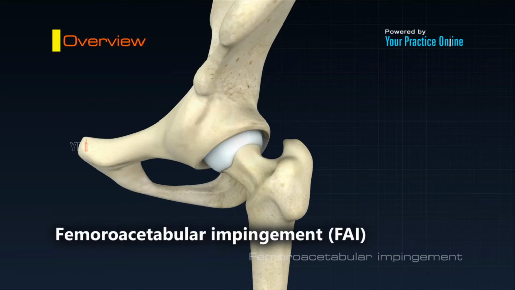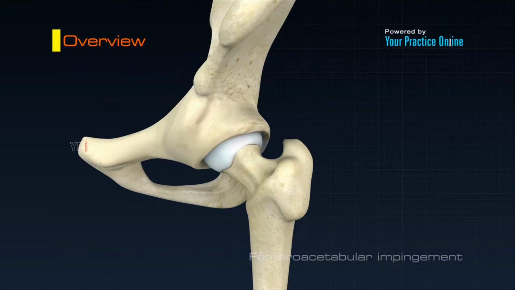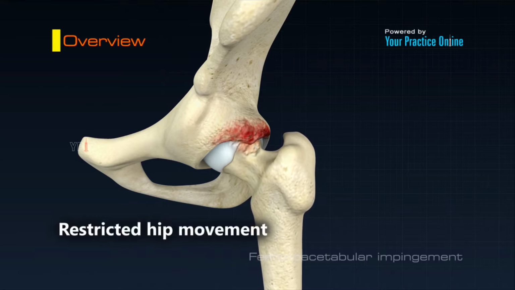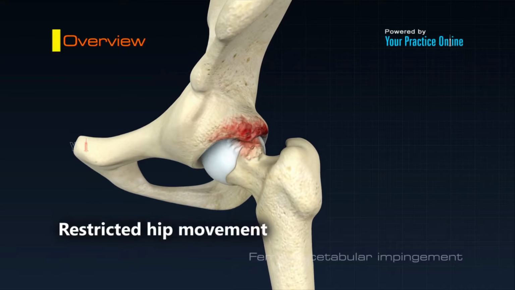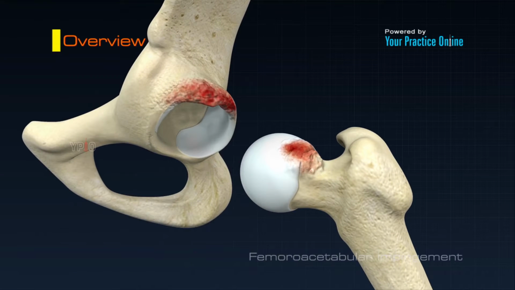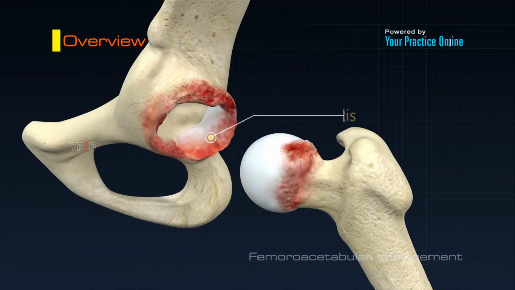Femoroacetabular impingement, FAI, is a condition in which the bones of the hip joint grow abnormally and do not fit together properly. This leads to restricted hip movement and increased friction between the ball and socket of the hip joint, resulting in damage to the joint. FAI can be associated with labral tears, cartilage damage, and hip arthritis. The condition is also known as hip impingement.